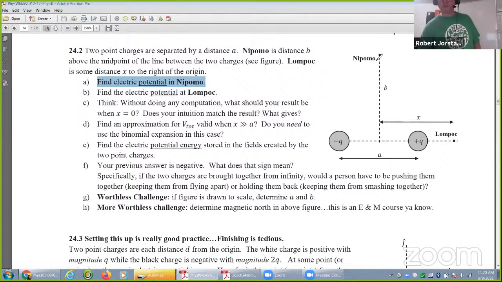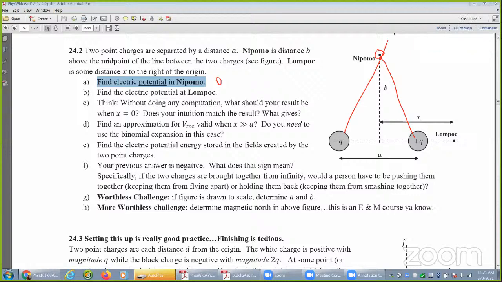Yeah. So if we're sitting up here, isn't it the same distance? And so if you have the same distance, opposite charges, this is 0. On test day, if you just wrote 0 and didn't say anything, full credit for that type of problem. Sometimes I'll throw you an easy one like that on a test where you're equidistant from two opposite charges. Electric potential is 0. Is the electric field 0 in Nipomo?